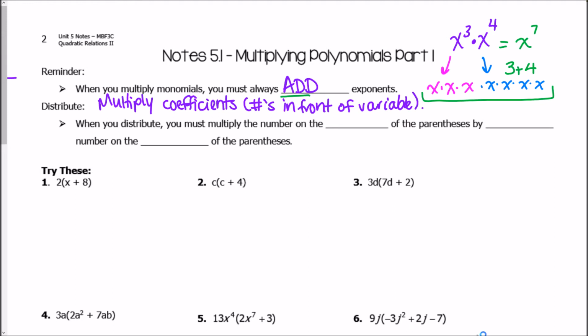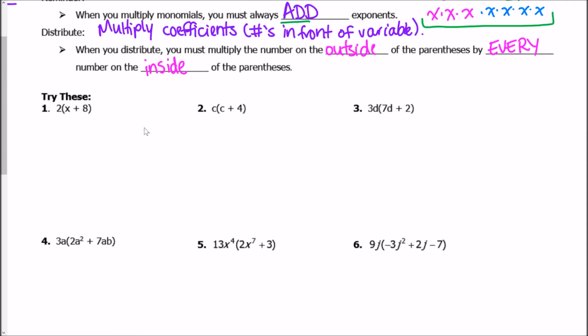All right, so now when you're distributing, you must always multiply the number on the outside of the parentheses by every single number on the inside of the parentheses. Okay, so let's take a look at the examples that we have here.